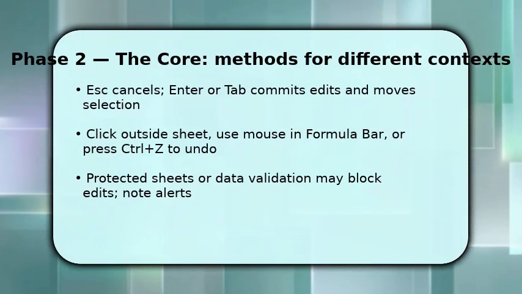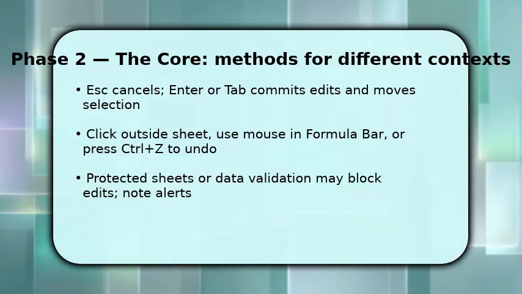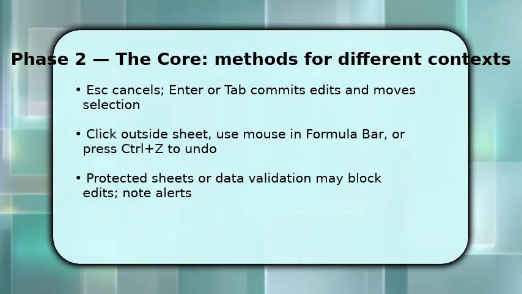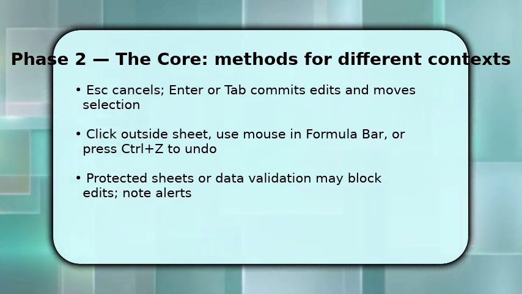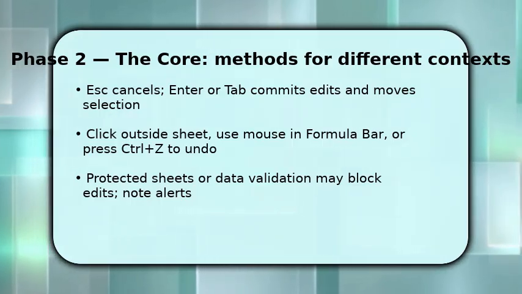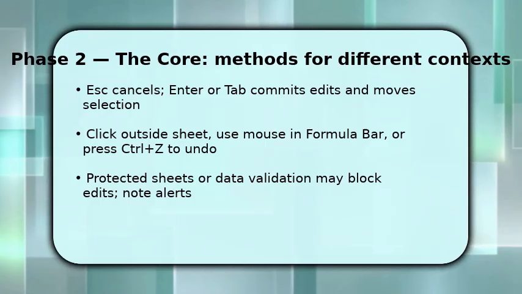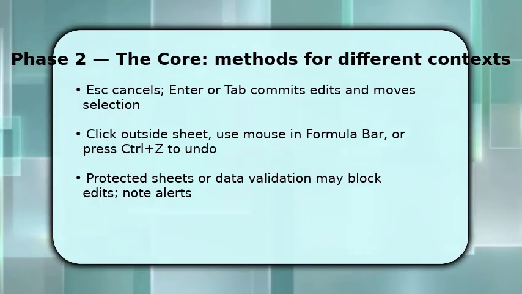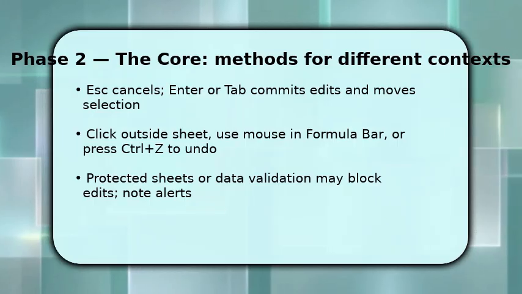Once you know ESC cancels, learn the context differences so you use the right method. If you press Enter or Tab, you commit the change and move selection. Click outside the cell or use the formula bar to finish editing with the mouse. If you accidentally saved, press Ctrl+Z immediately to undo the change.